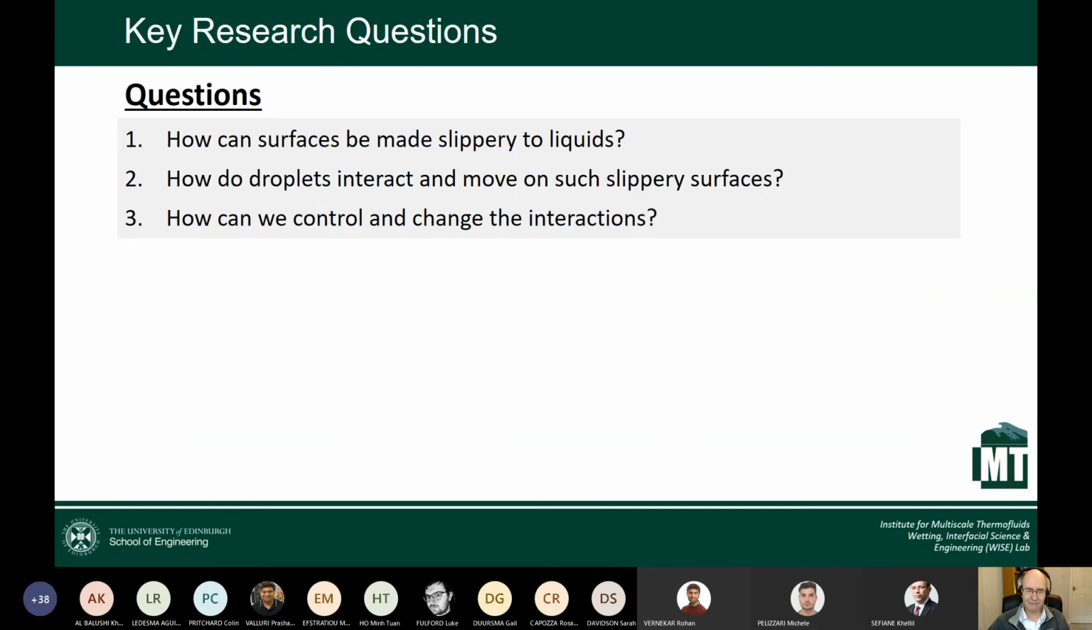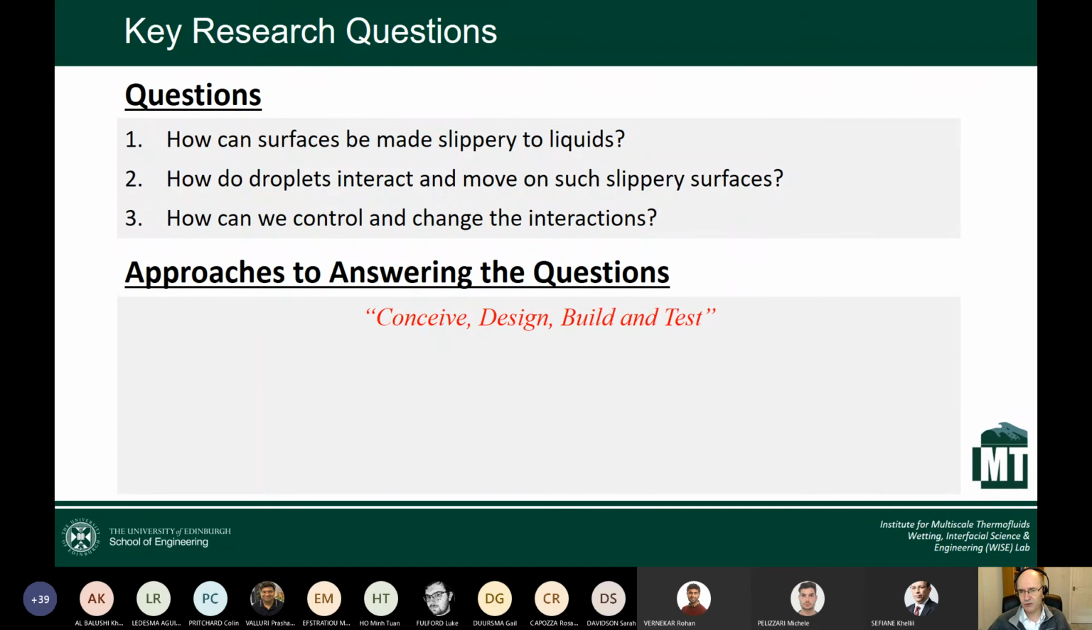So I guess for this seminar, what are the key research questions that I'm currently thinking about and trying to answer? And I realized when I wrote these, they're all how-to questions, although the why is also in there. So how can we make surfaces slippery to liquids? How do we do that? What are the different approaches? And when we do put liquid droplets on those surfaces, how do they interact? And how do they move on these types of surfaces? And can we control and change the interactions? Those are the questions I'm currently interested in.